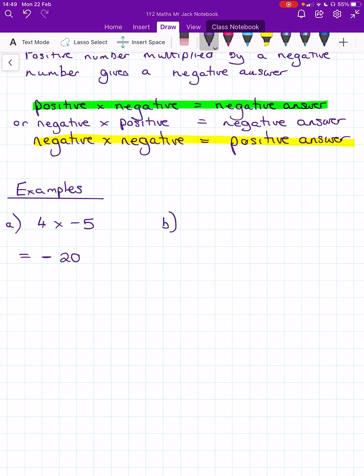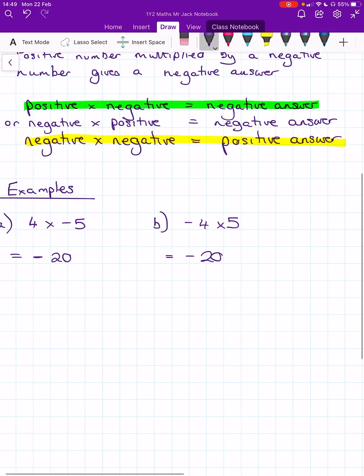What about if that was the other way around? Let's just say it was negative 4 times 5. Well, we've already said the order is not important. We've got one negative number, one positive number, so I know that my answer is going to be negative, and I know that 4 times 5 is just 20. Last little example, negative 4 times negative 5.